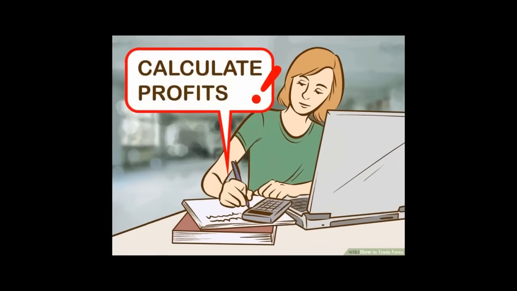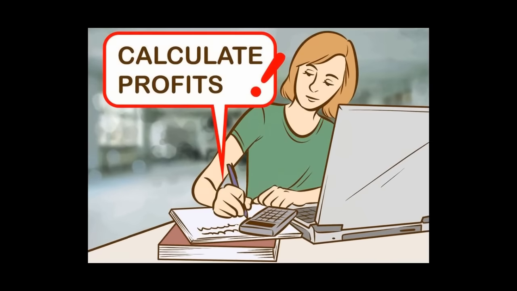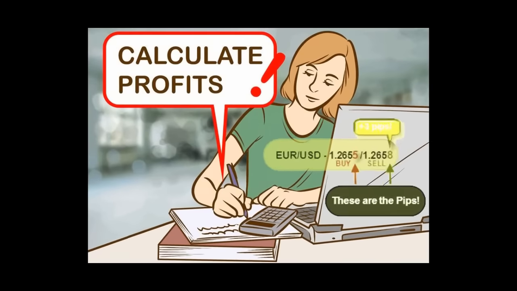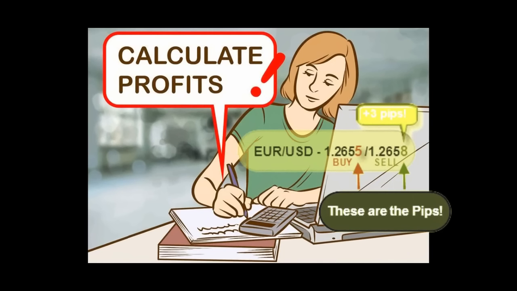Fourth, learn how to calculate profits. A pip measures the change in value between two currencies. Usually, 1 pip equals 0.0001 of a change in value.